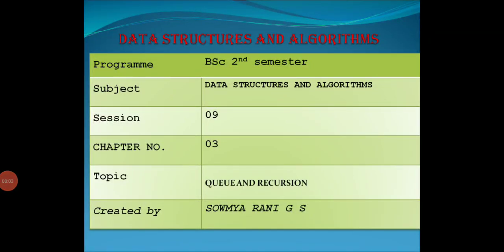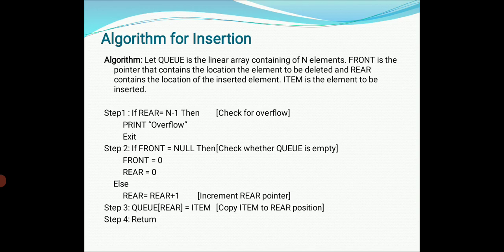This is the 9th session of your class, chapter number 3, queue and recursion. Last class we discussed the concept of what a queue is and the operations on the queue. There are two different types of operations: one is called insertion and the other is called deletion. Here is the algorithm for the insertion concept.